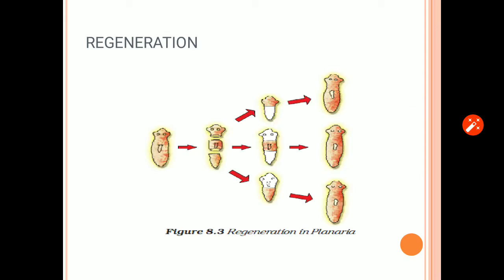Now about the second type of asexual reproduction, that is termed regeneration. It occurs in lower category organisms. Here the organism is planaria, which is a type of flatworm.